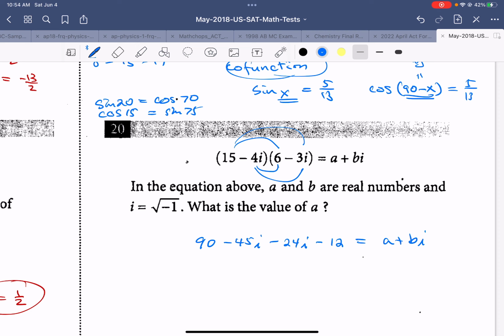So when you collect terms, you get 78 minus 69i. So that's going to be equal to a plus bi. So they ask you only for a value. So a has to be 78. That's your final answer.